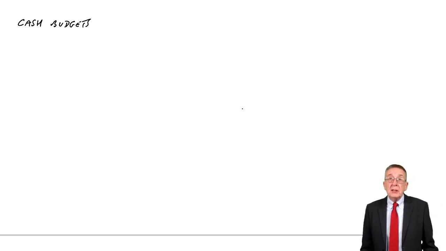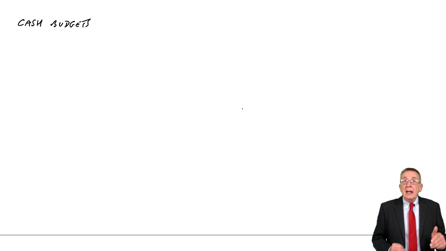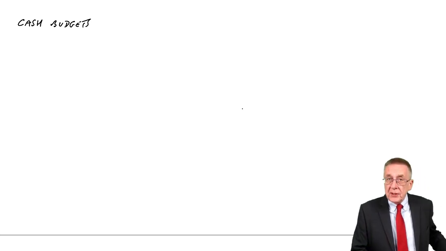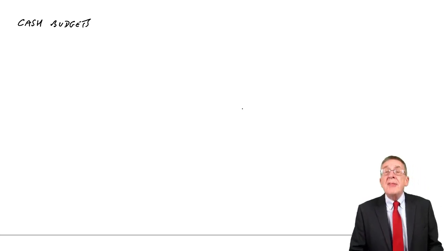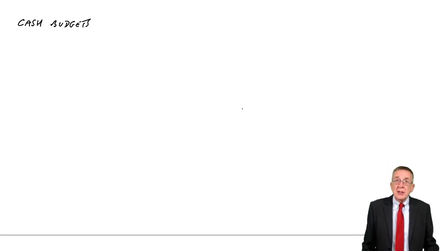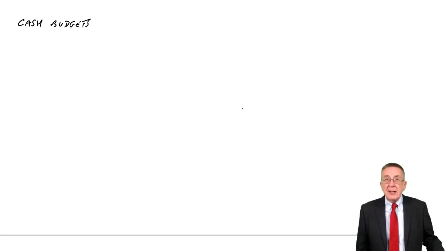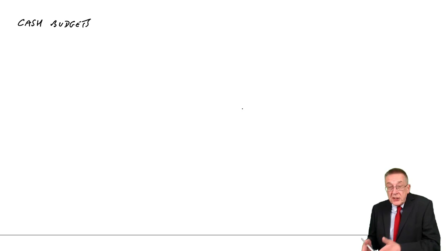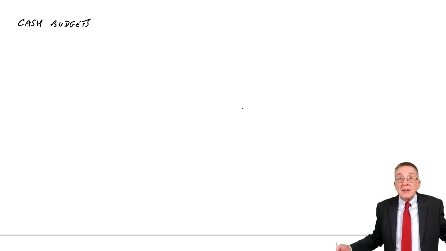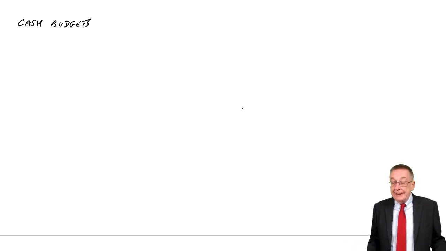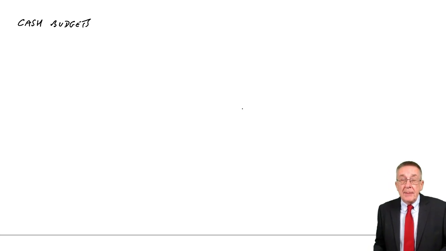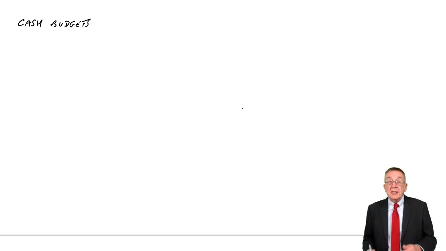And even more importantly, we can identify months when we're likely to be short of cash. And then we can decide how we're going to cope with it. Think back to the last lecture. If we know we're going to be short of cash in 3 months' time, can we delay capital expenditure? Shall we delay dividends and so on?